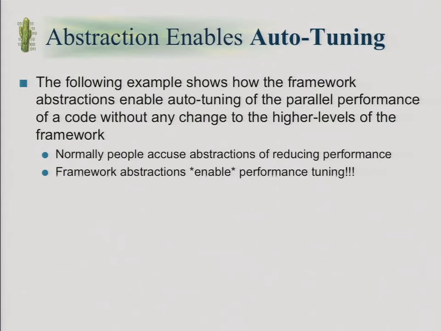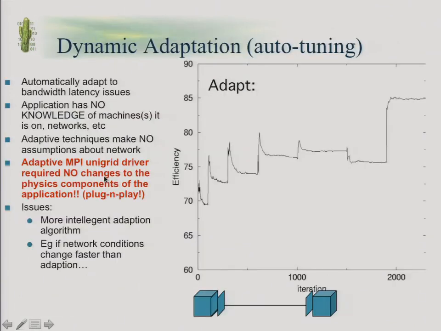So one of the first things you can get out of a fancy framework like this, that's a lot of fun, is auto-tuning. This example shows that once you adopt this discipline of software engineering in a framework, these higher order things can emerge that were really unanticipated at the time that we wrote it. It enables you to automate the tuning for parallel performance of the code without actually changing any of the solvers directly. You actually change data layouts, change boundary exchanges, all sorts of stuff. So normally people accuse abstractions that you see in frameworks of reducing performance, and this actually shows how framework abstractions can enable performance tuning.